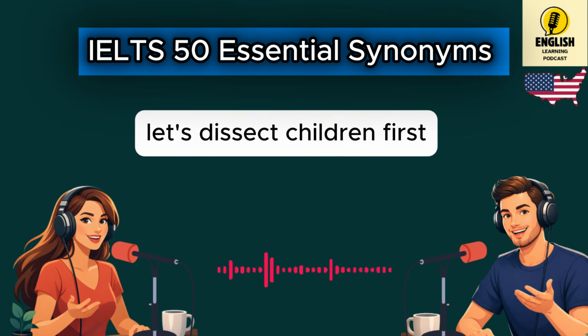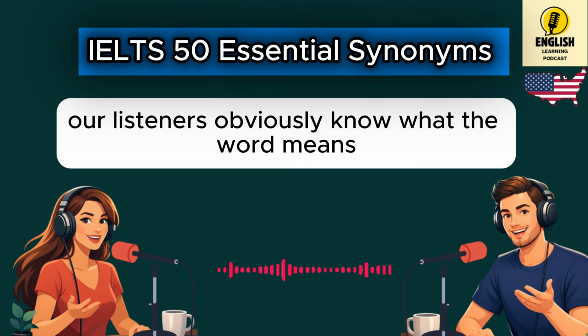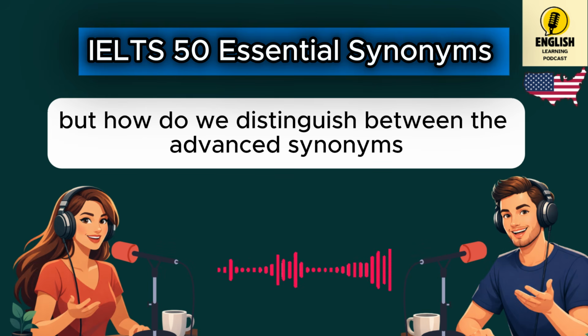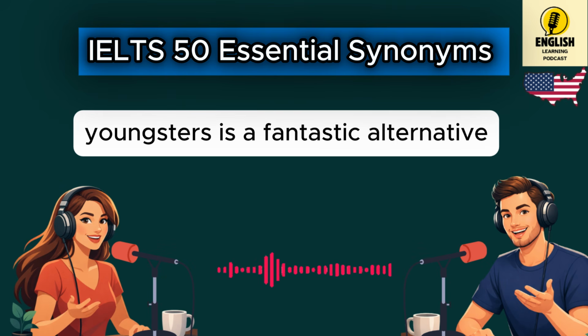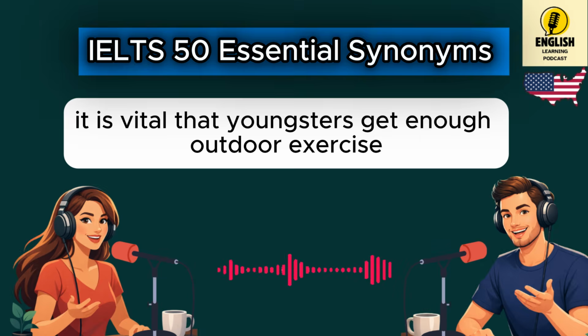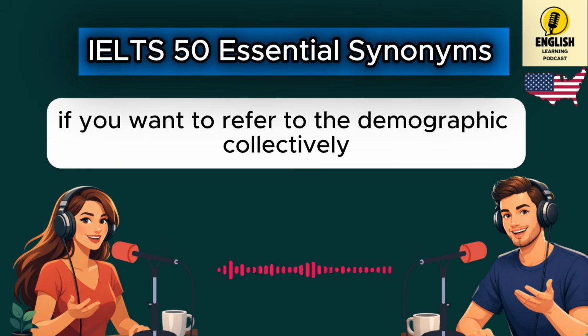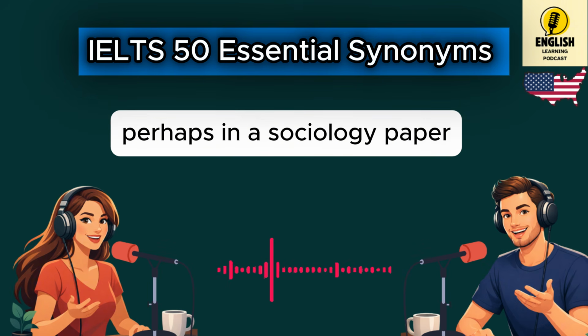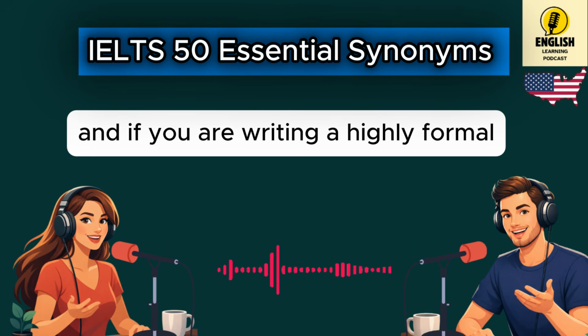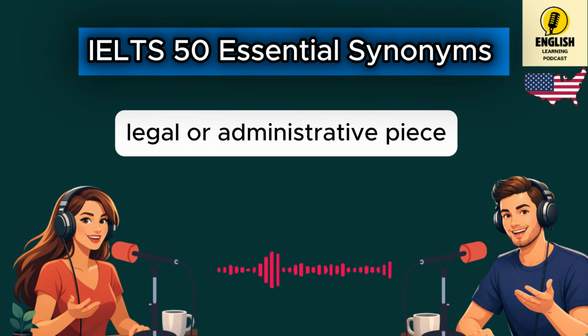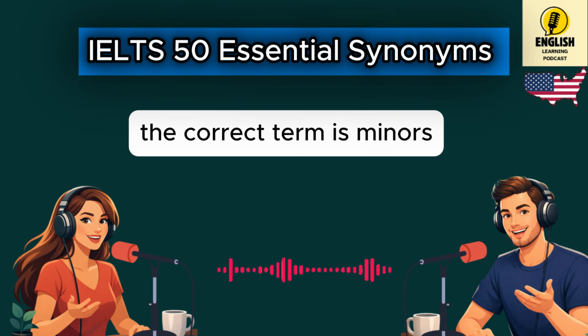Let's dissect children first. Our listeners obviously know what the word means, but how do we distinguish between the advanced synonyms? Let's start with conversational or informal settings. Youngsters is a fantastic alternative for spoken English. It is vital that youngsters get enough outdoor exercise. Youngsters, yeah. If you want to refer to the demographic collectively, perhaps in a sociology paper, use the youth or young people. And if you are writing a highly formal, legal, or administrative piece, the correct term is minors.